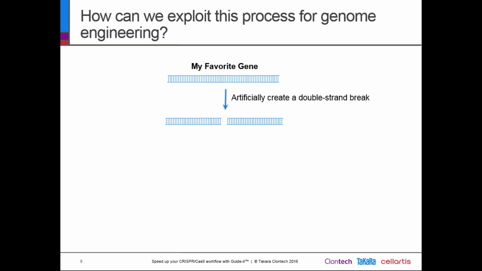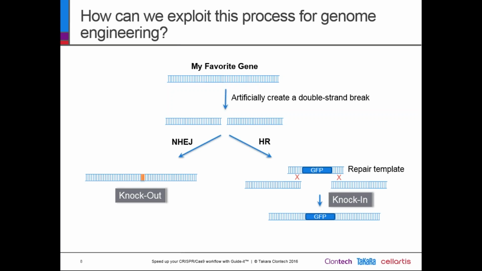So how can this be exploited for genome engineering? This is very easy. You just need to artificially create a double-strand break, and then the cell will do the rest and repair this double-strand break, either through the non-homologous end joining pathway, which can be used to create knockouts, or via homologous recombination, and then you can use this technology to insert any cassette you wish to do knock-ins.